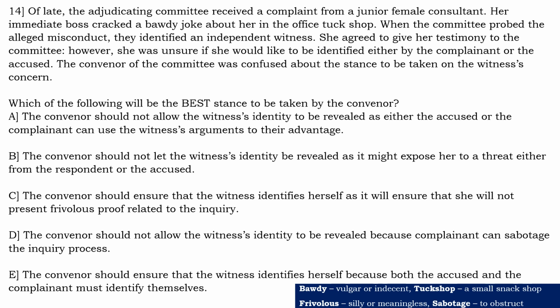So option A, the convener should not allow the witness identity to be revealed, as either the accused or the complainant can use the witness arguments to their advantage. So option A, the first part is all right. The convener should not allow the identity of the person who is going to testify in this incident. Her witness identity should be kept a secret. But the reason is the problem. The reason stated for keeping her identity secret is that the accused or the complainant can use the witness argument to their advantage. So this is not a logical thing, because anyway the witness is going to give her statement.